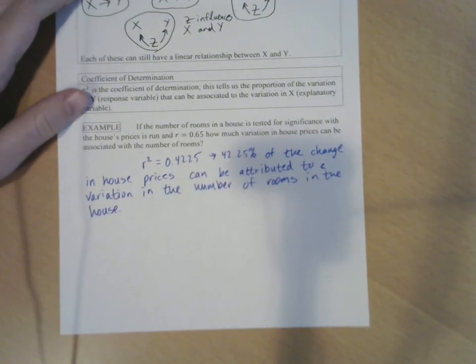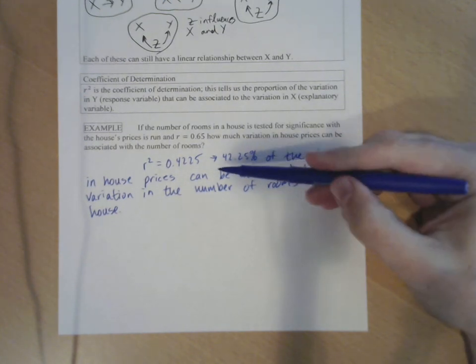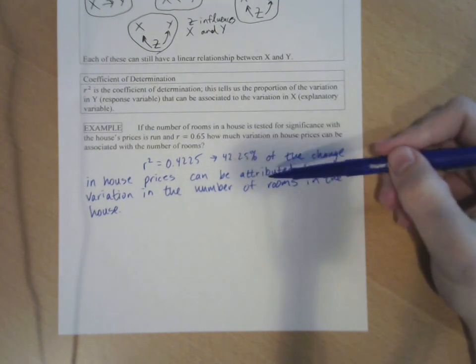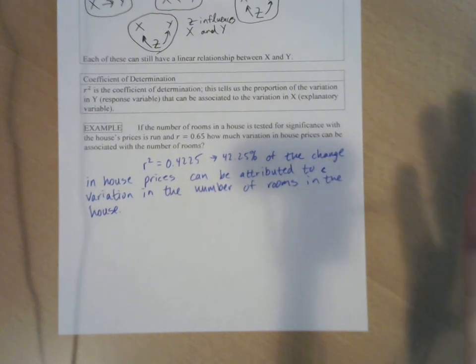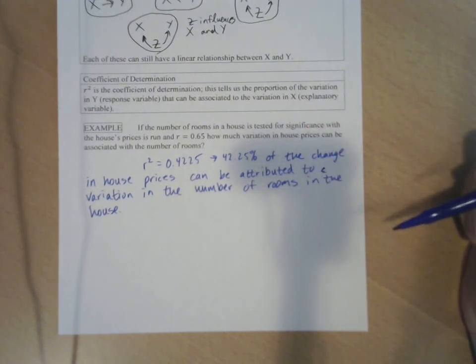And this makes sense. Even if you're just a renter, the higher the number of bedrooms and bathrooms total, the higher the price of the house, the higher the rent of the apartment, the higher the rent of the condo, whatever it is, goes up. And so what this study would have found is that 42.25% of the increase or decrease in price is associated with a change in the number of rooms.